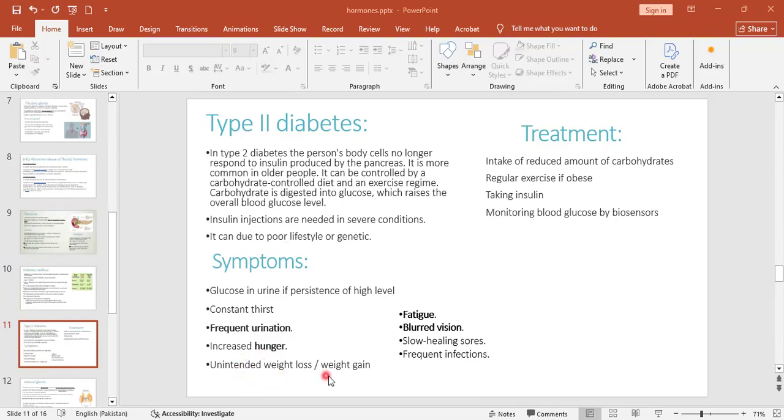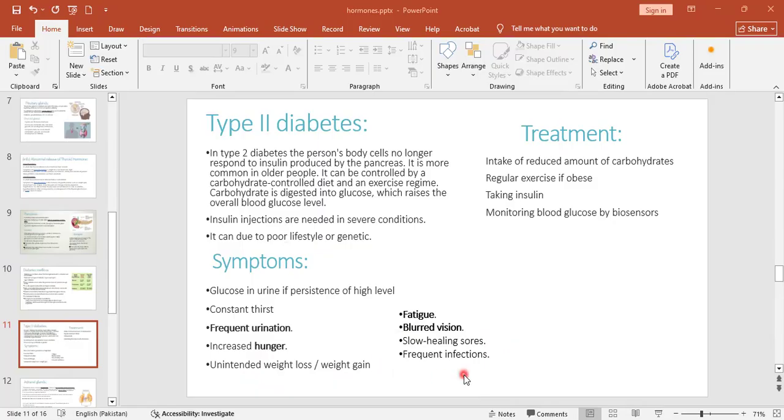Unintended weight loss or weight gain, fatigue, blurred vision. We have studied cataracts. One of the reasons for cataracts is when a person is suffering from diabetes, it affects your vision as well. Slow healing of sores means slow healing of wounds. It affects everything in my body. So diabetes is not something that can be treated quickly. It affects every part and every function of my body.